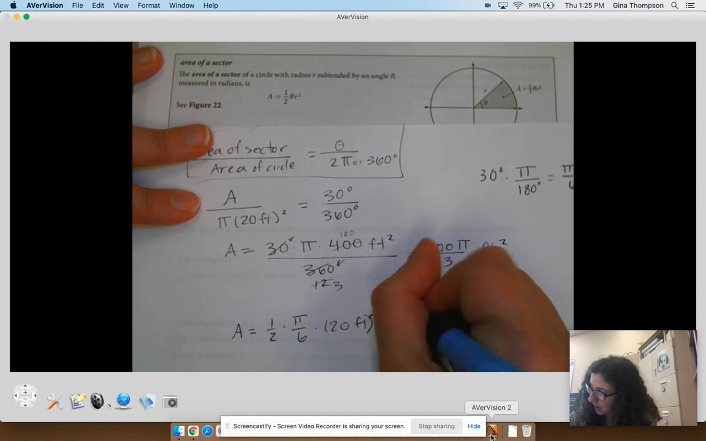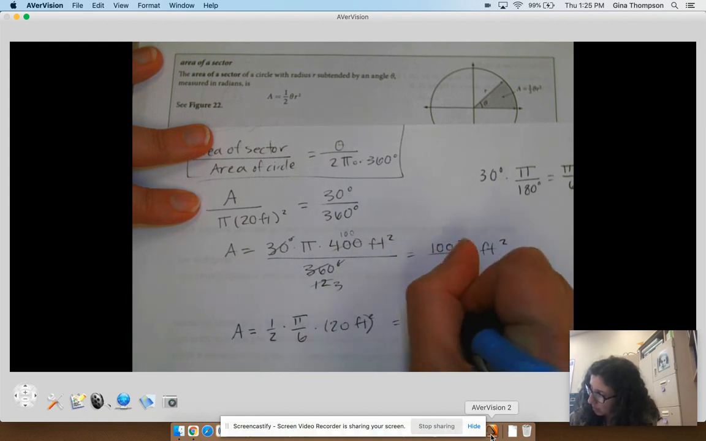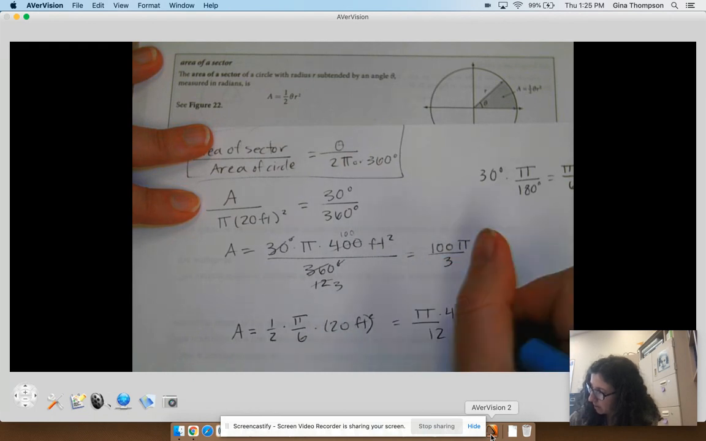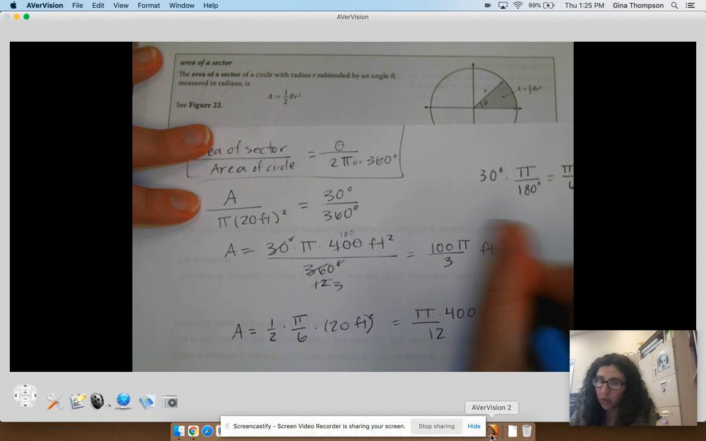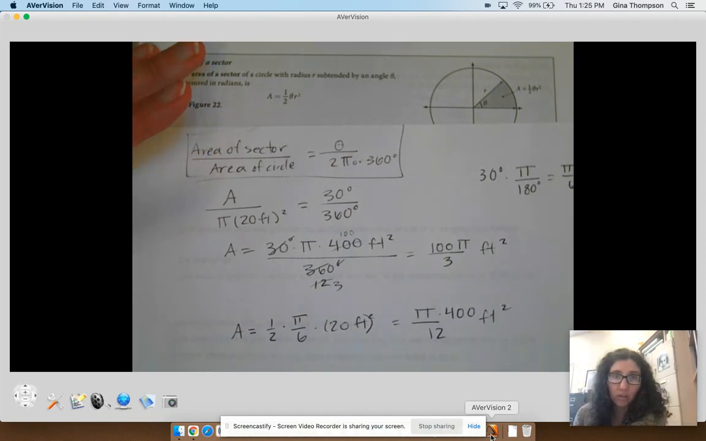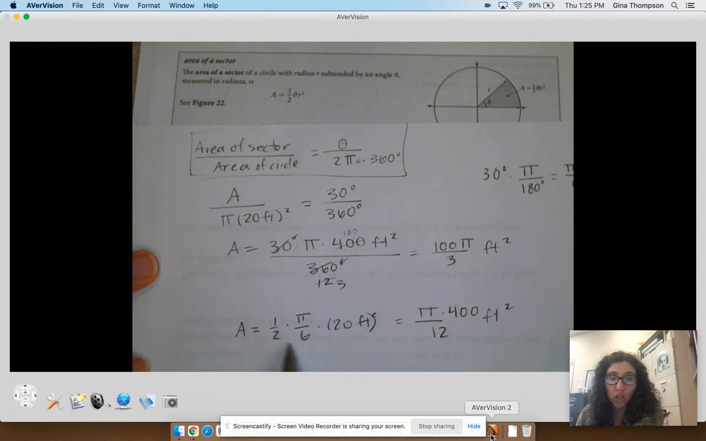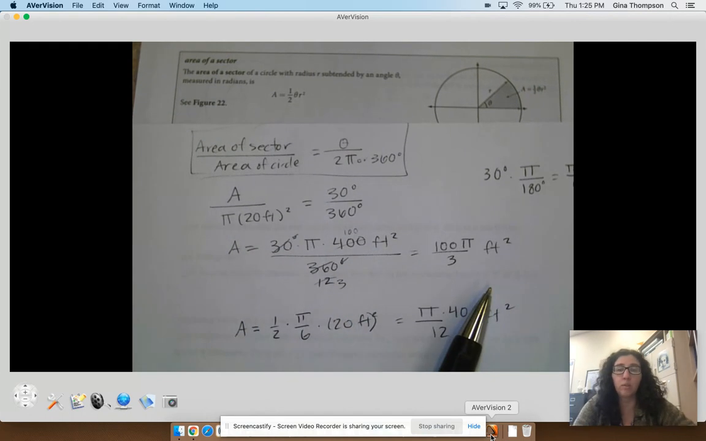So again, we'll get the same answer. Pi times 400 divided by 12. And that's feet squared, which if we simplify is the same thing, which we'd expect, right? Either way is fine. I prefer this ratio. If you prefer the equation, go for it. They're both awesome ways to calculate area. All right.